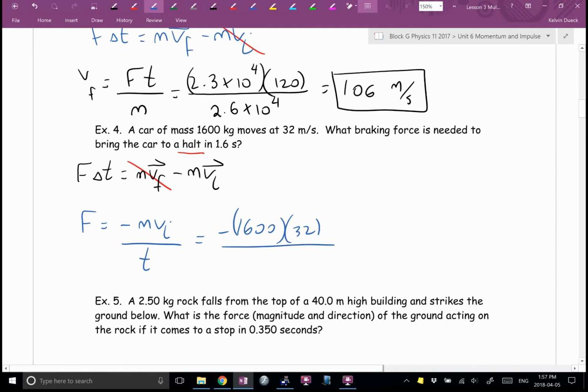1,632 divided by 1.6. I think I do this in my head. Is it 32,000? No? Or 3,200? 32,000, right? Yeah. Negative 32 and 3 zeros. Yes? No? Yeah? Newtons. And again, what's the significance of the negative? In the opposite direction that the car is traveling, which hopefully now makes good sense to you.